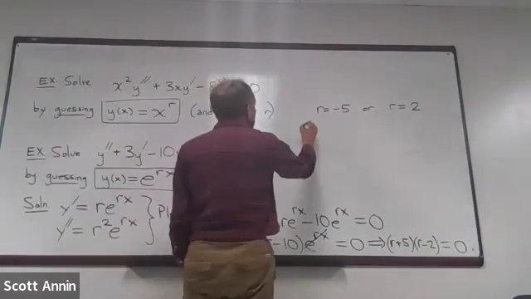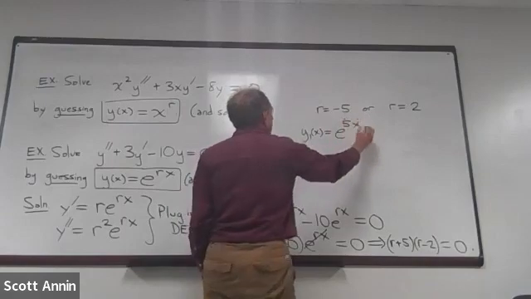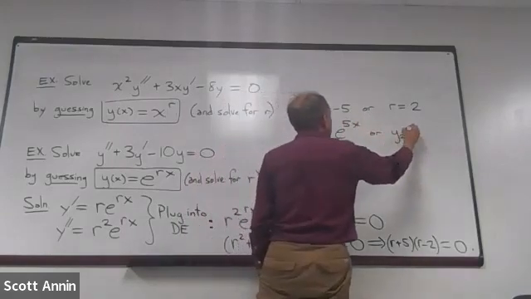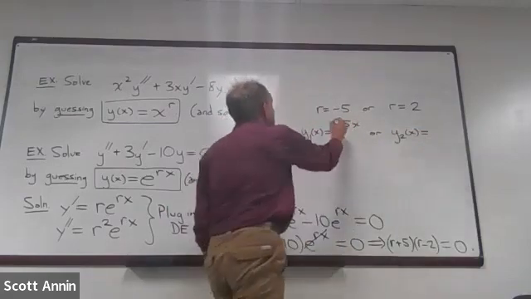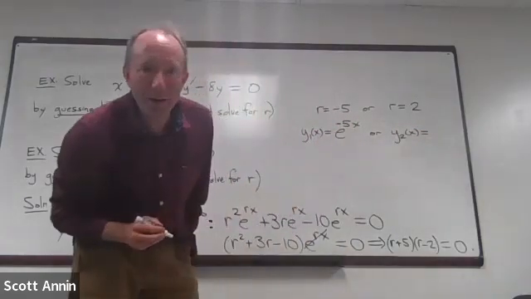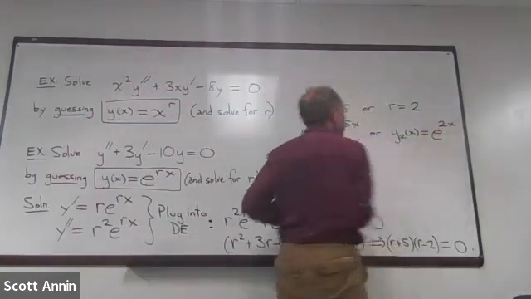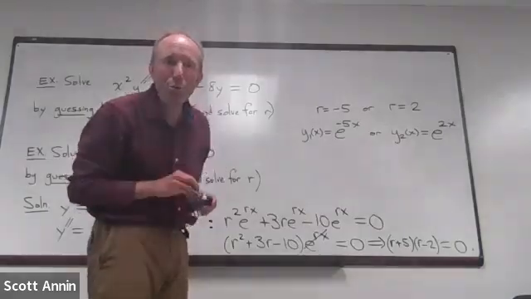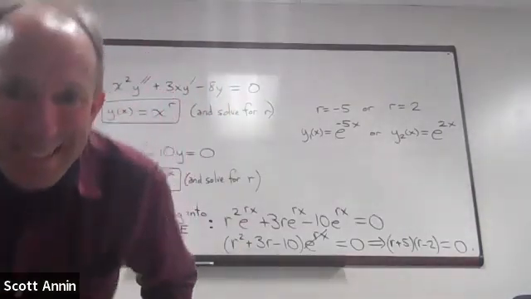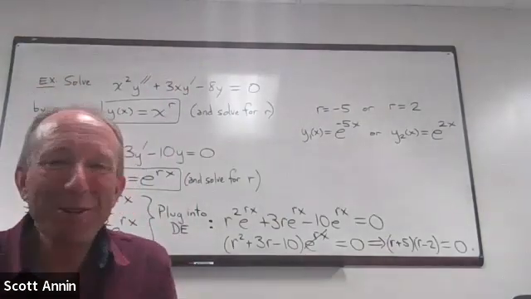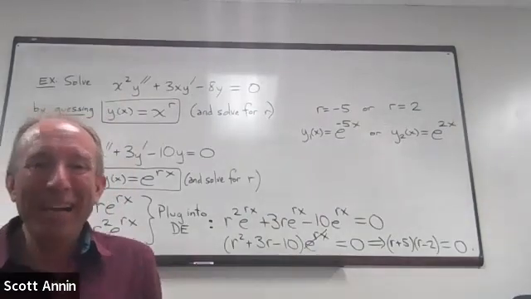And so we get two solutions here, namely e to the -5x for the r1 case. And the second solution is e to the 2x. And we have two solutions based on the two values of r that we found. So one way to try to solve a differential equation is just by guessing. It's kind of the moral of the video.